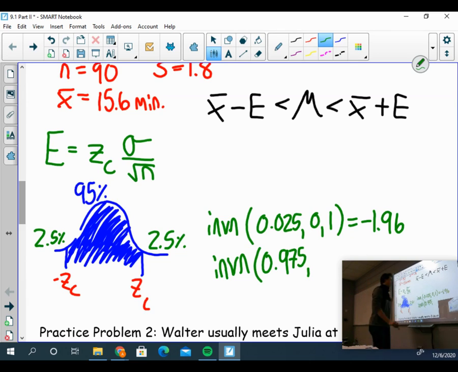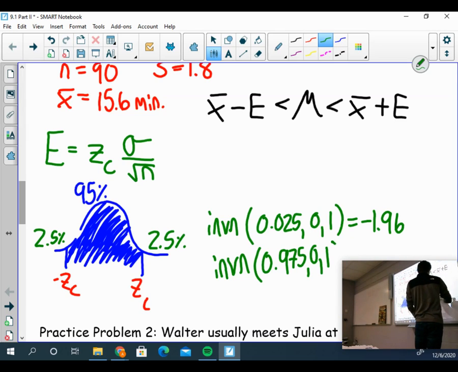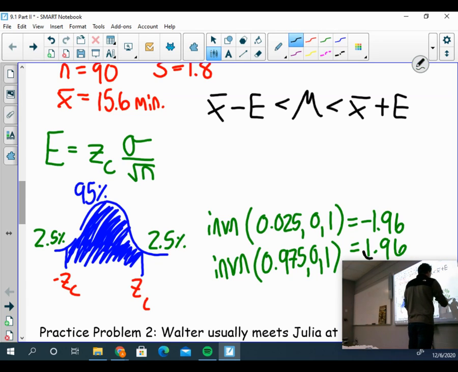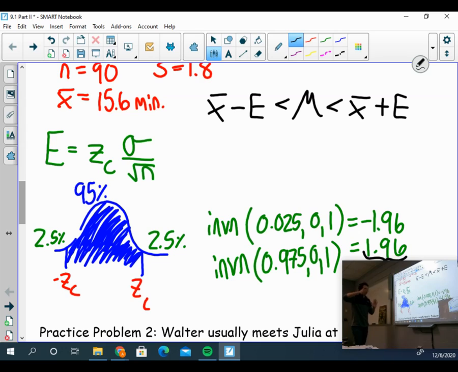Turn that into a decimal, and when we run our inverse norm, we find that we get 1.96. We do this because this is our critical value. This is the range on the standard normal curve that 95% of the data falls between. Meaning we're 95% confident that a random variable z on that normal curve will be between these two numbers.